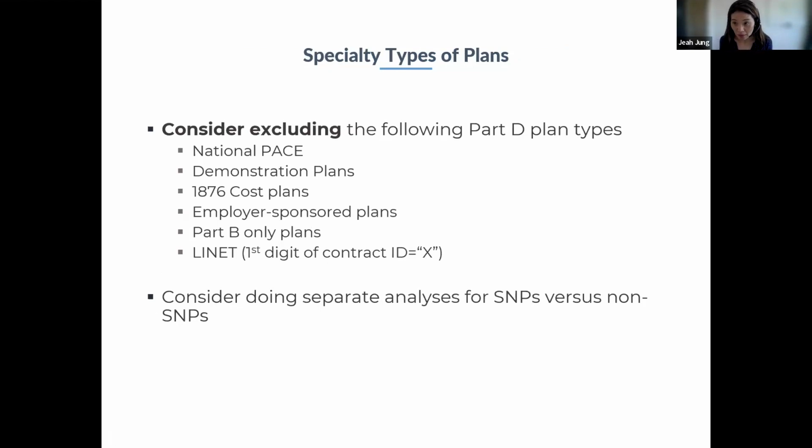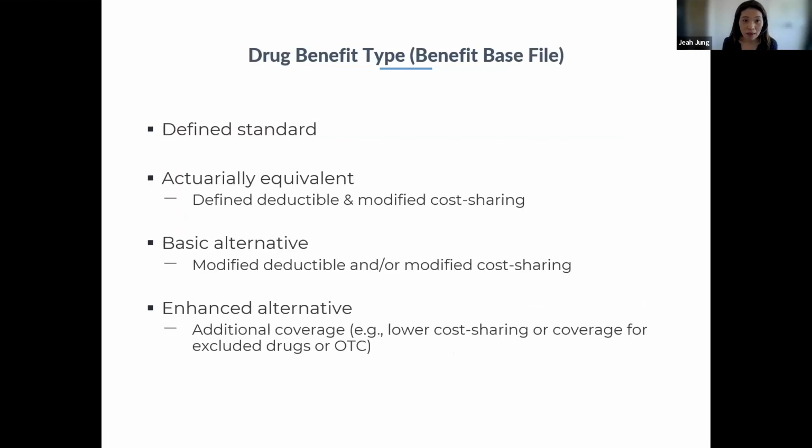There are a lot of D-SNPs or C-SNPs or I-SNPs. So rather than excluding SNPs, I would actually create a separate table or a separate analysis for SNPs versus non-SNPs. It's just my recommendation. That's a plan type, information about plan type.